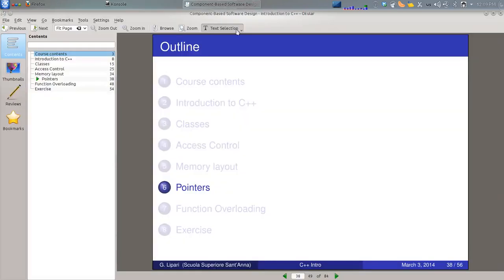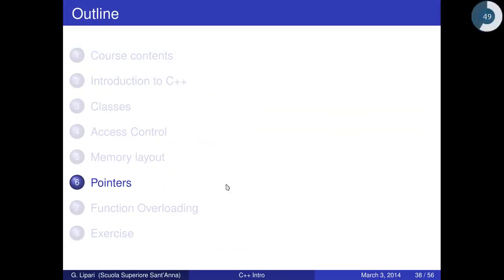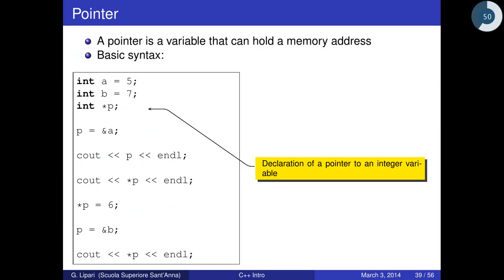Okay, we start again, and we are going to talk about pointers. Again, very quickly, you should already know what a pointer is, but let's have a little bit of recalling. A pointer is basically a variable that can hold a memory address. So it's like any other variable, but instead of holding a normal value, it holds an address in memory.